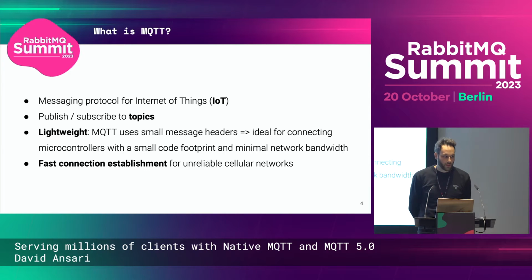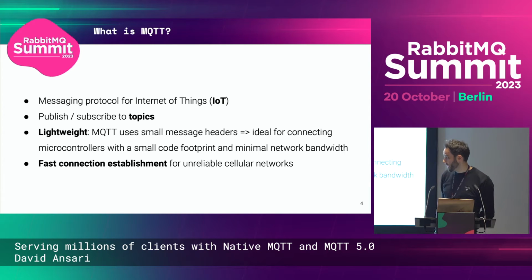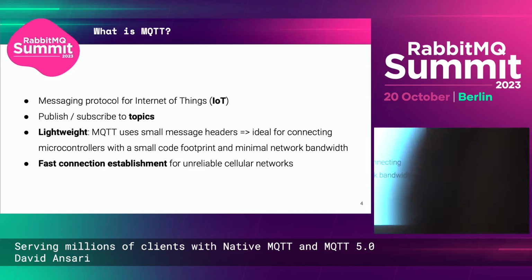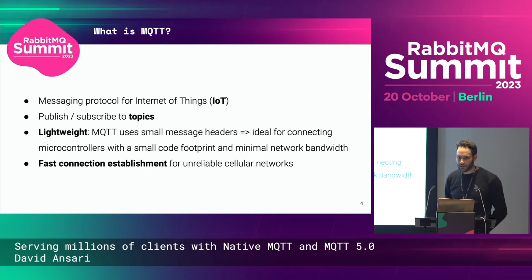So in MQTT, everything is topic-oriented. Clients publish to topics and subscribe to topics. The protocol is designed to be very lightweight. So you have small message headers, and it provides fast connection establishment. And that's great for unreliable cellular networks. So imagine you have a device where you have lots of network glitches, so you need to reconnect fast to the MQTT broker.